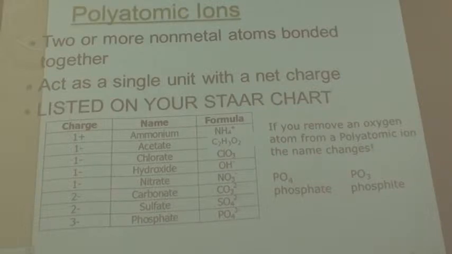The only thing that I would like to point out to you is if the original is named phosphate, and you can tell on your EOC chart, this phosphate will have a -3 charge. If you remove one oxygen, it changes the name to phosphite, but it does not change the charge.